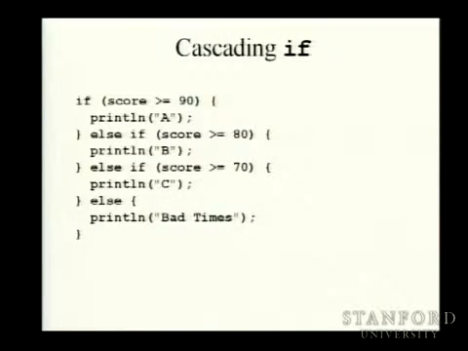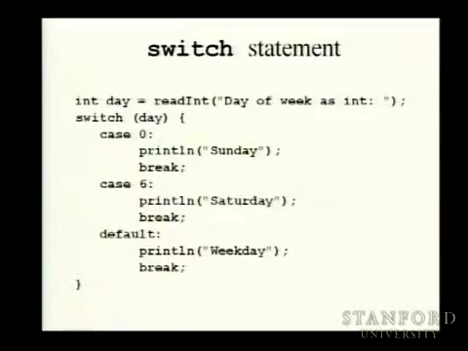Okay, so it's useful for things like grades, where you're like, is it greater than 90? No. Is it greater than 80? No. Is it greater than 70? As soon as I find one, I'm done. And otherwise, I have some catch-all at the end that says, things are bad. All right? So that's the cascading if. There's also something called the switch statement.